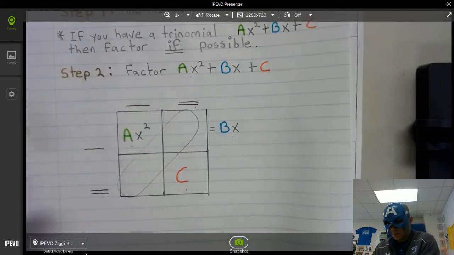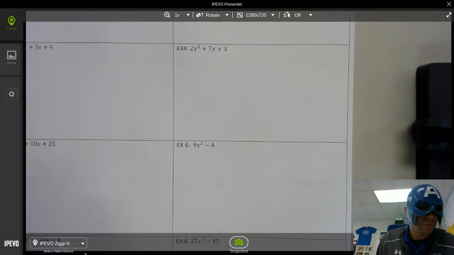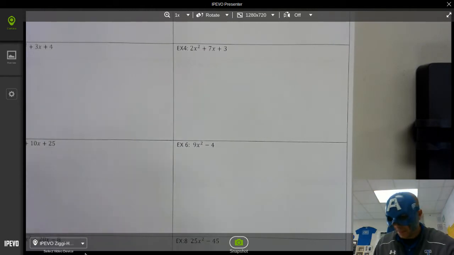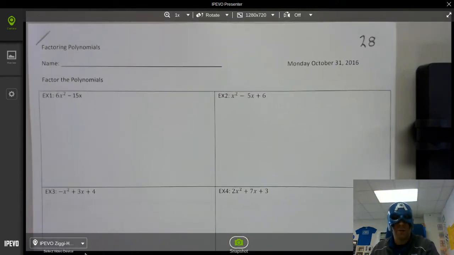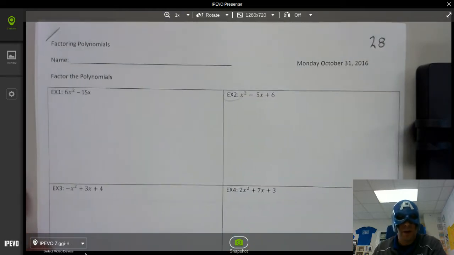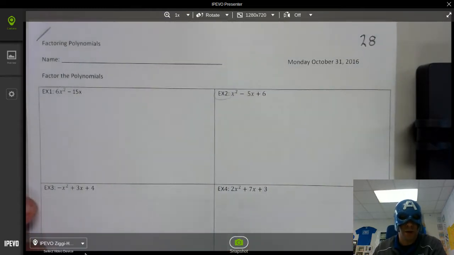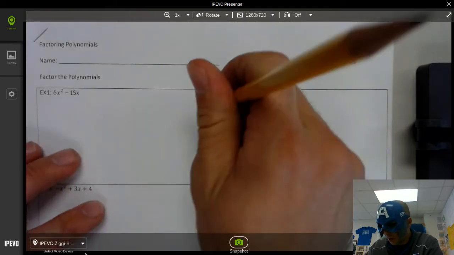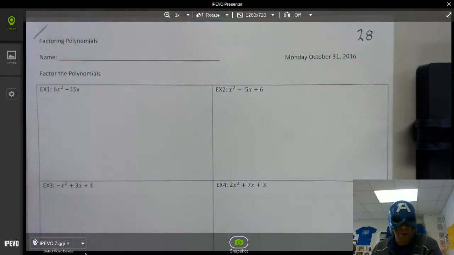All right, let's look at our examples. Now I'm going to do something different today. I'm going to go through all the examples, but if you get stuck on one or you didn't understand my explanation, circle it and then ask me to go back over it in class. All right, so let's look at example 1.